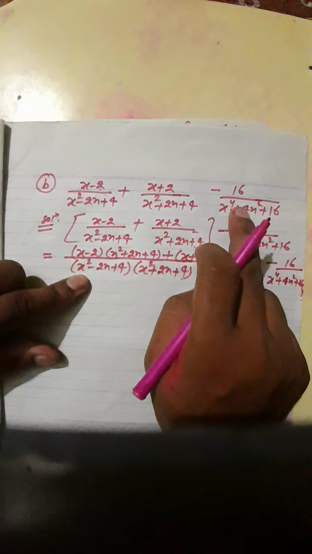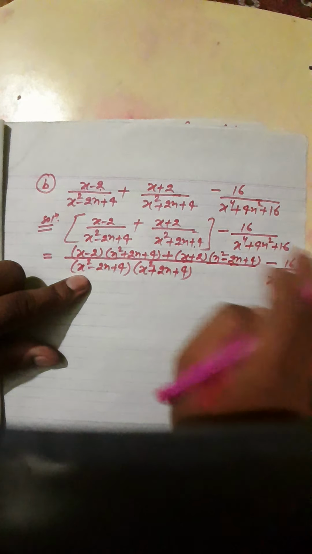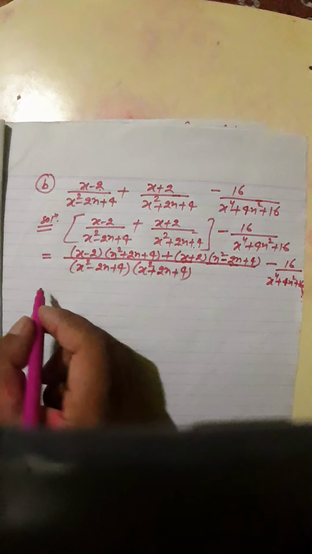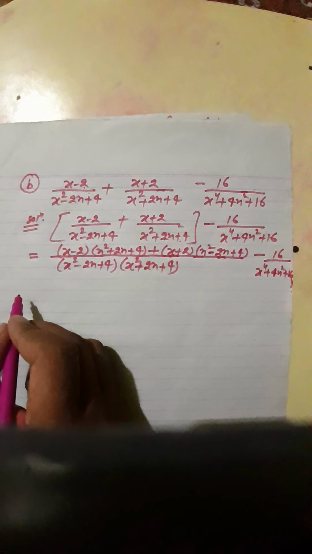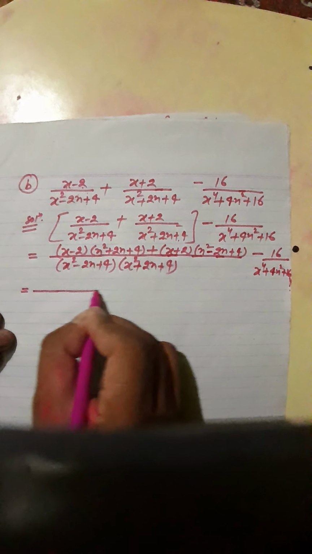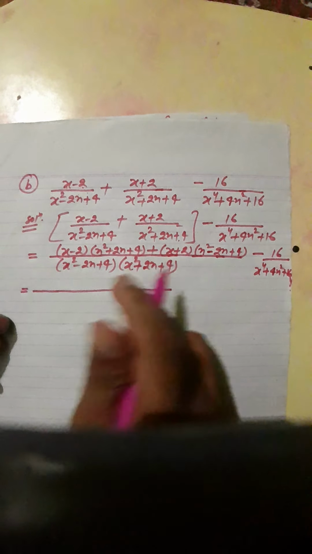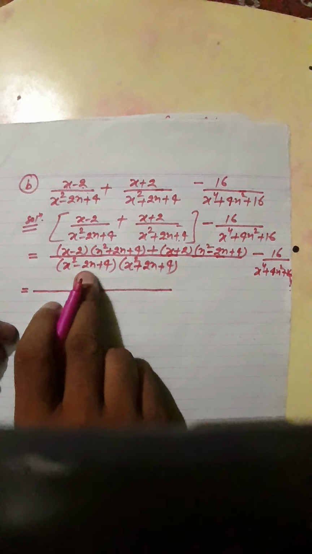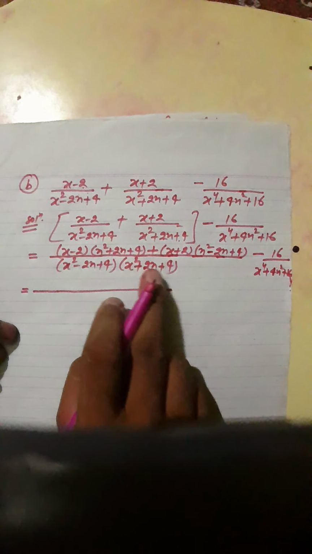This last algebraic expression is written the same as it is from the beginning. Okay, then after this you can see here, downside in the LCM, x square minus 2x plus 4. Here is x square plus 2x plus 4 we have.